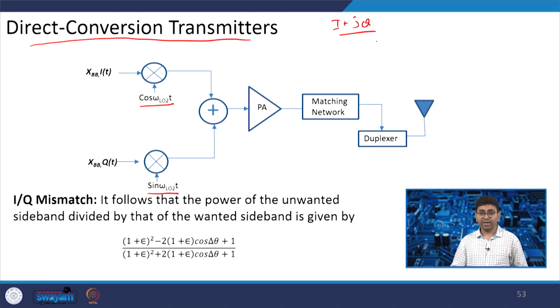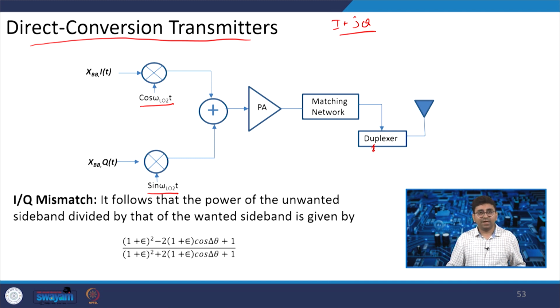The power amplifier has one important component, that is a matching network. Your output of the power amplifier should be matched with the antenna, or the duplexer. We have seen the use of the duplexer also. If you want to use transmission and reception both together, we will use a duplexer.